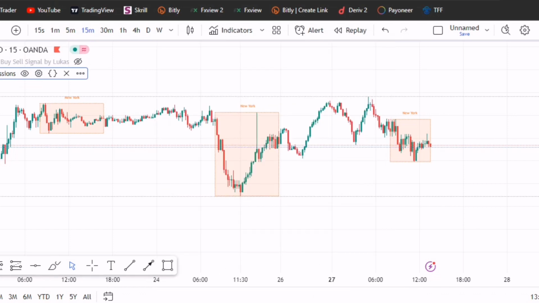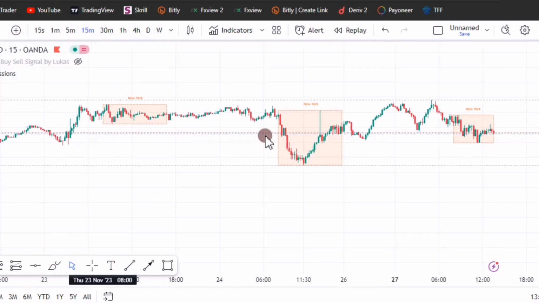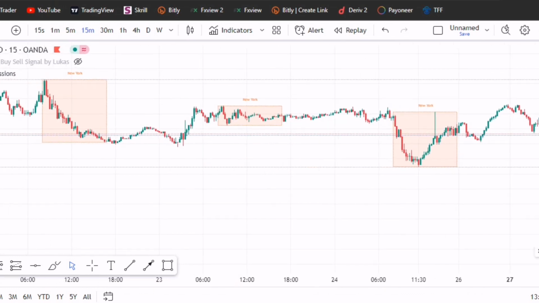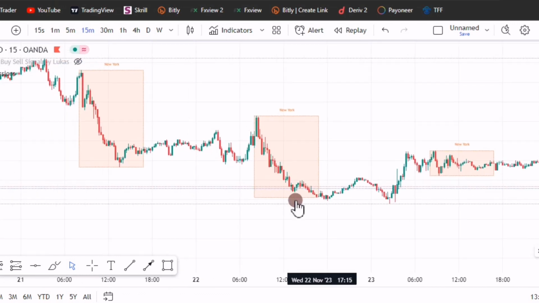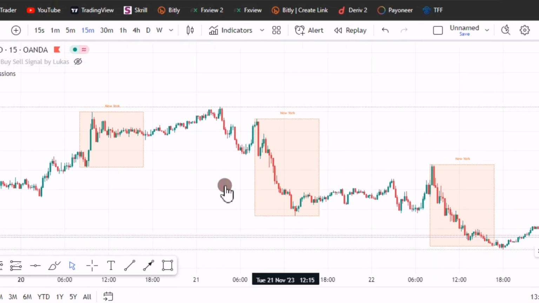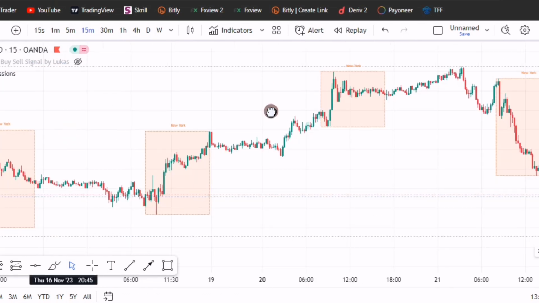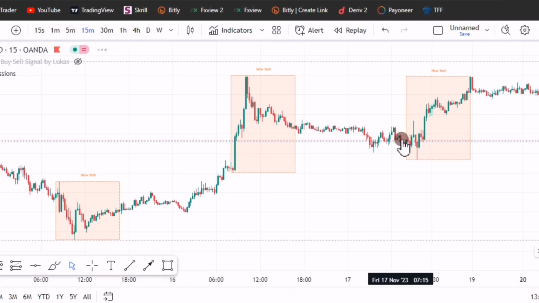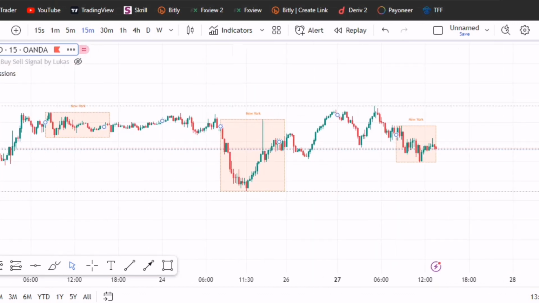Let's remain with New York. This pair is very likely to make big moves during the New York session. It didn't happen on this day, but you can see on this day there was this big move, big move, big move. So EuroCAD will make these moves during the New York session. That's the first piece of information that you need to know.